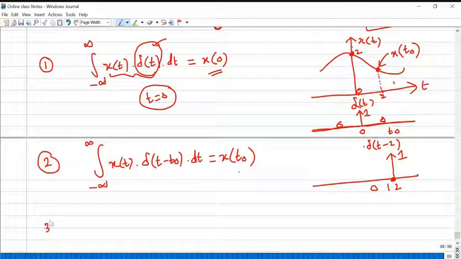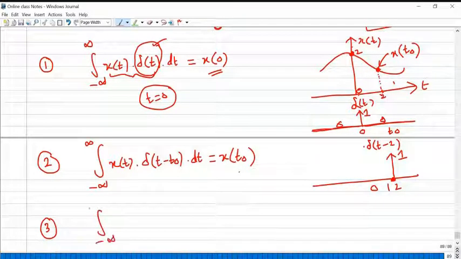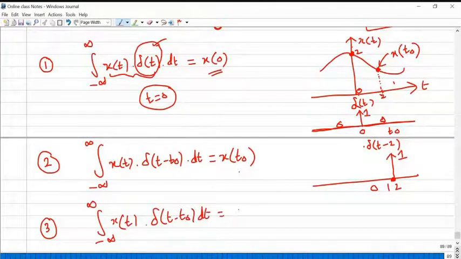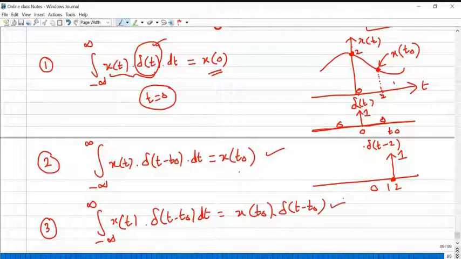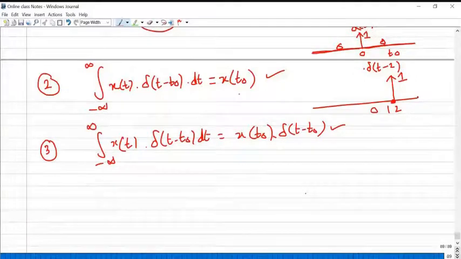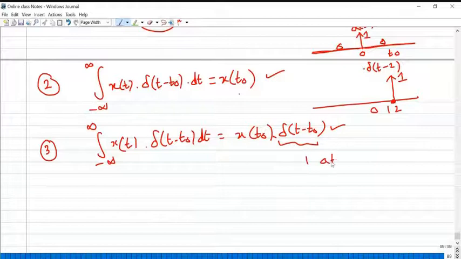Property number 3: the integration from minus infinity to infinity of x of t del of t minus t naught equals x of t naught. It's a repetition, fine. Or you can express the same thing: x of t del of t minus t naught will be equal to x of t naught into del of t minus t naught, because these two multiplications are valid exactly at t equal to t naught. Both are the same. By default this value will become 1 at t equal to t naught, then you will get this relationship, x of t naught.